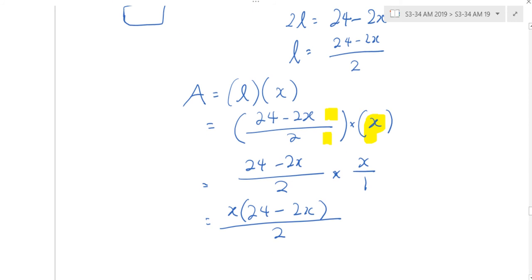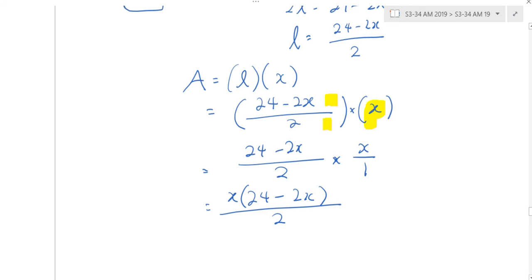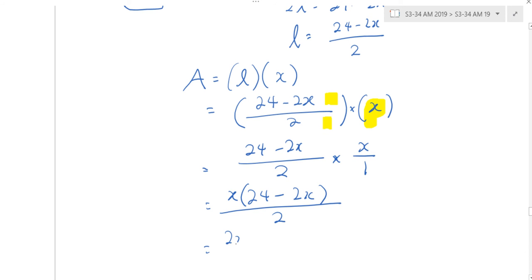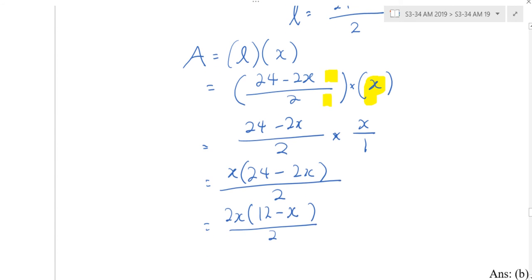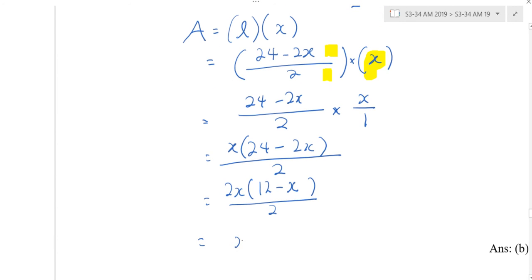Say I want to make the answer beautiful. I can do something to the 24 and 2. Factorize. What will come out? 2. So can you write down 2x? What is left inside? 12. No more 2, no more 2. So therefore the answer is x times 12 minus x. Factorize, okay. Expand, okay. I leave it to you.